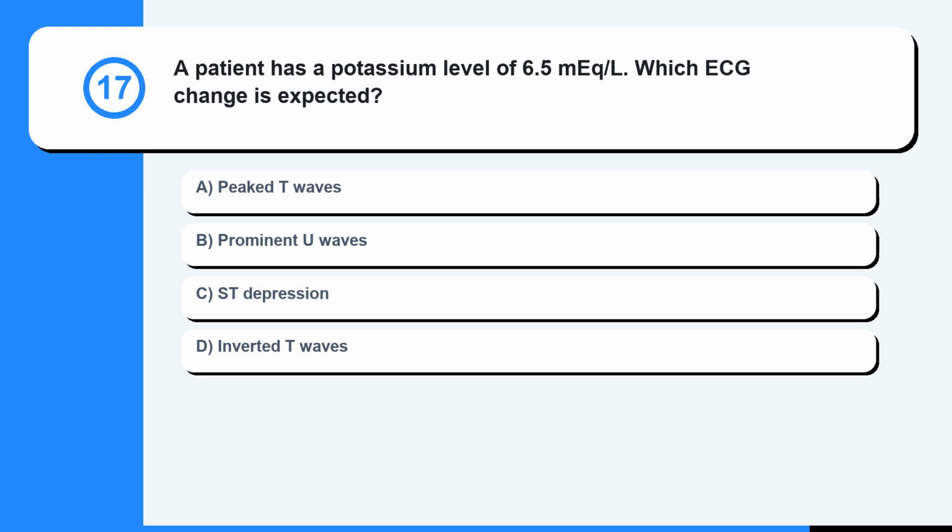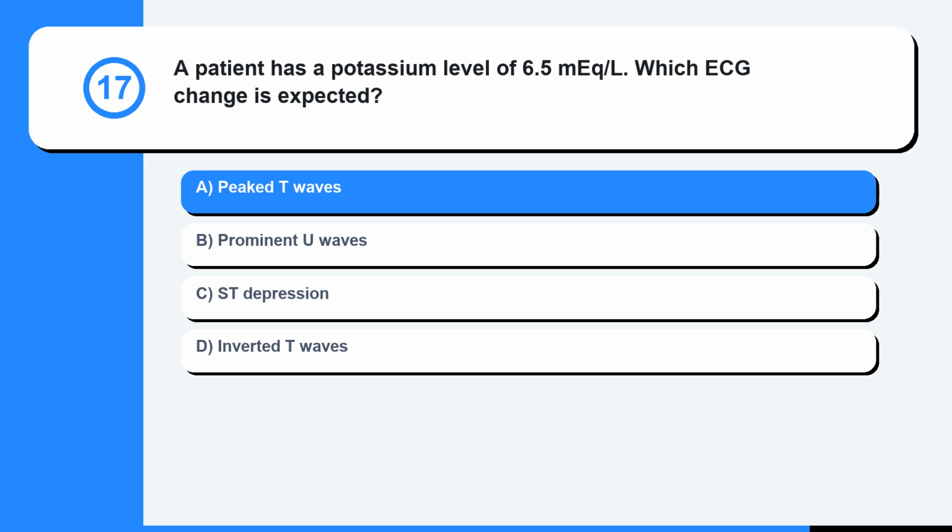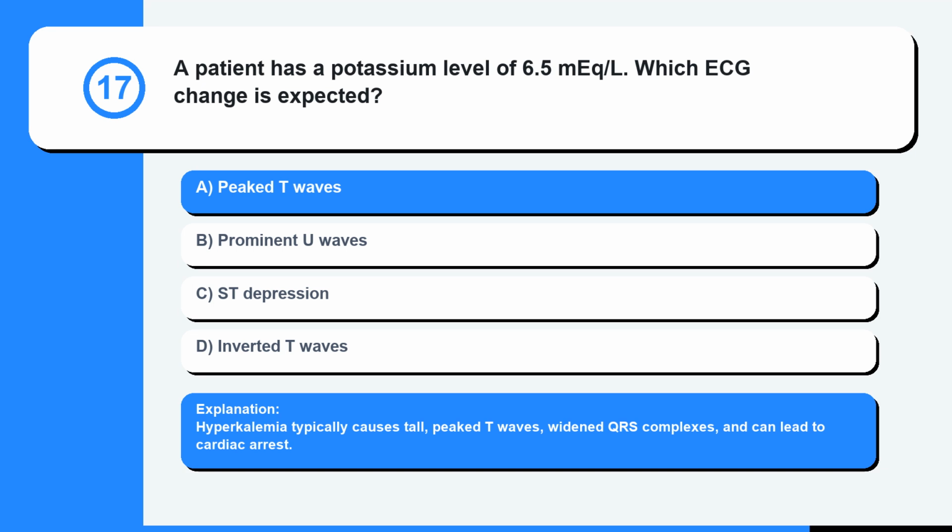Question 17. A patient has a potassium level of 6.5 mEq/L. Which ECG change is expected? A. Peaked T waves. B. Prominent U waves. C. ST depression. Or D. Inverted T waves. The correct answer is A. Peaked T waves. Hyperkalemia typically causes tall, peaked T waves, widened QRS complexes, and can lead to cardiac arrest.